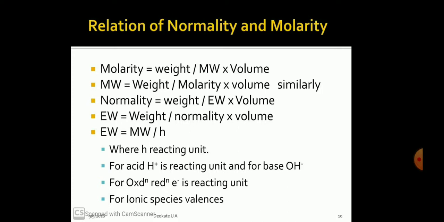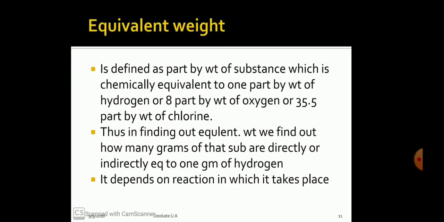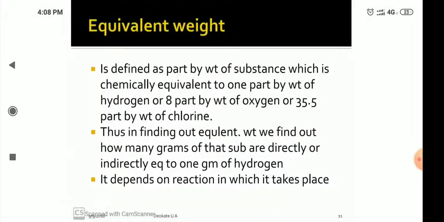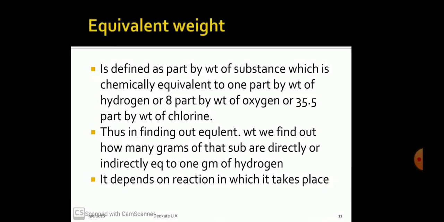Next, equivalent weight is defined as the part by weight of a substance which is chemically equivalent to 1 part by weight of hydrogen, or 8 parts by weight of oxygen, or 35.5 parts by weight of chlorine. Thus, in finding the equivalent weight, we find how many grams of that substance are directly or indirectly equivalent to 1 gram of hydrogen. It depends on the reaction in which it takes place.